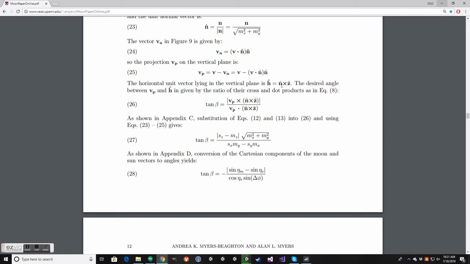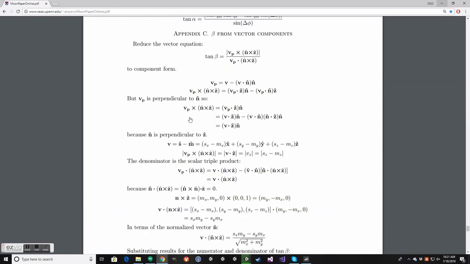The desired angle is given by the same ratio. This should look very familiar now. The same trick that we did before, where you just take the cross product and the dot product, you divide them, and that's going to give you the tangent of the angle. Substitution trick and reduce it down to here. Do this really fast. We got started from here.